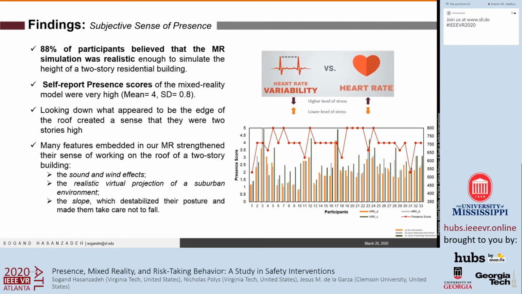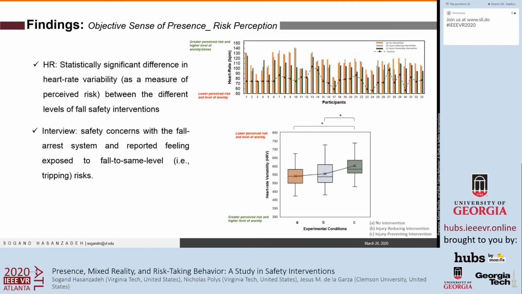Also, the changes in their heart rate variability showed that, for example, under the condition that they had no protection, they experienced a higher level of stress, which is a lower level of heart rate variability. I should say that heart rate variability is different from heart rate. Higher heart rate variability is the sign of a lower level of stress, and lower heart rate variability is the sign of a higher level of stress. We will talk more about it.